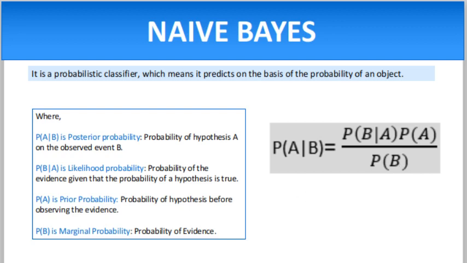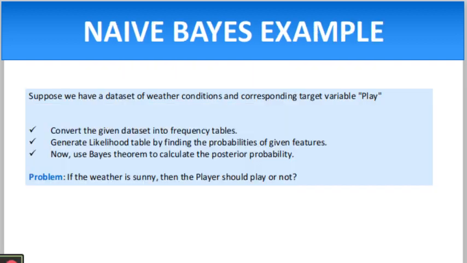Now friends, let's discuss the working of naive Bayes in detail, which can be understood with the help of an example. Suppose we have a dataset of weather conditions and a corresponding target variable Play. Using this dataset, we need to decide whether we should play or not on a particular day according to the weather conditions. To solve the problem, we need to follow these steps.